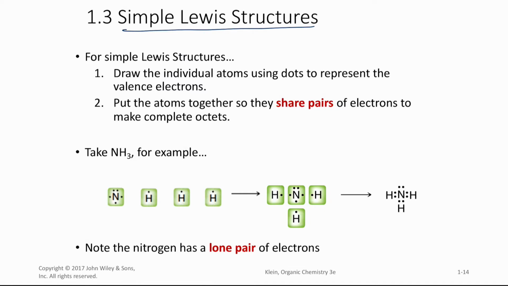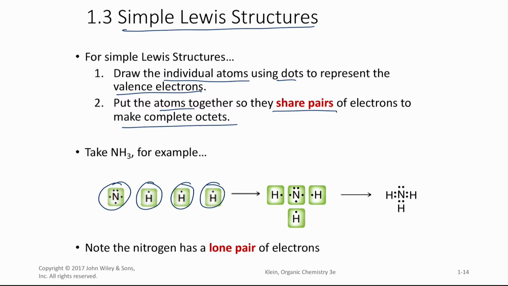The first step is to draw the individual atoms using dots to represent the number of valence electrons, and put the atoms together so that they share pairs of electrons to make complete octets. For example, nitrogen is a 5A group element, it has 5 electrons, and you have 3 hydrogens. Arrange them in an order where hydrogen shares each electron with nitrogen, and basically they make a pair. Each pair represents a bond. So here there are 3 bonds.